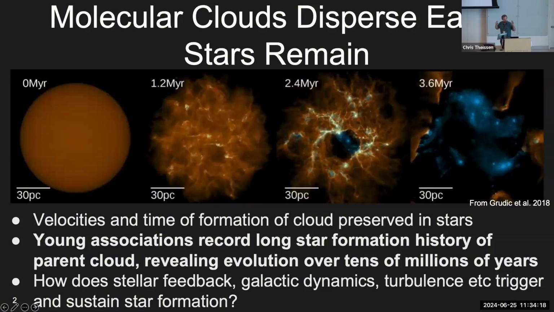So young associations are great for learning about the star formation process because even though there's a lot of very fascinating physics that happens in the gas phase, once that gas disperses due to the feedback from the stars, that gas loses its ability to record the history of that region. Instead, it's the stars that have an imprint of the dynamics and the ages that formed them that can provide this beautiful record that lasts for a very long period of time and can trace tens of millions of years of a star formation history. And this can tell us things about how processes like stellar feedback, galactic dynamics, and turbulence, all these different processes, work together to trigger and sustain the process of star formation.